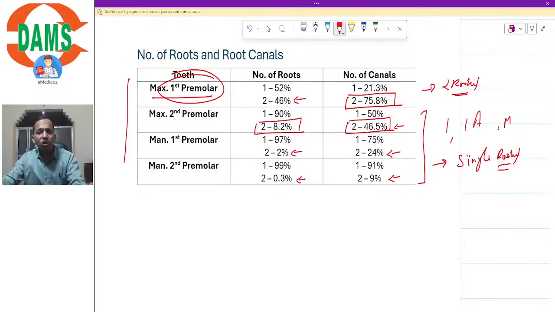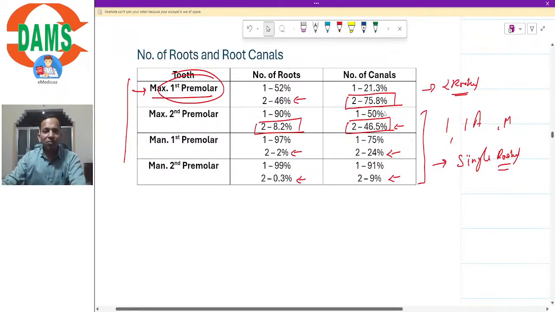Instead, if the question is which of the following teeth has maximum chances of a bifurcated canal or a bifurcated root, then your answer would be maxillary first premolar, right? So you will choose your answer based on the question and the options.